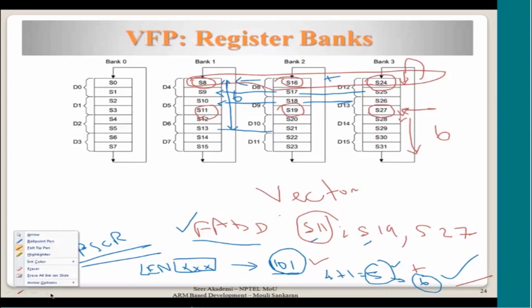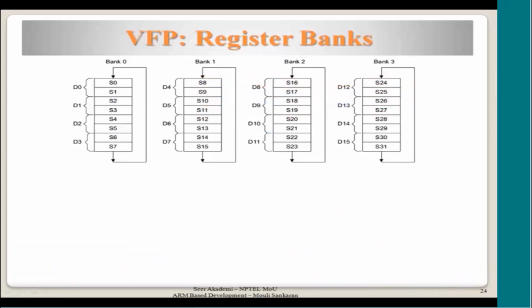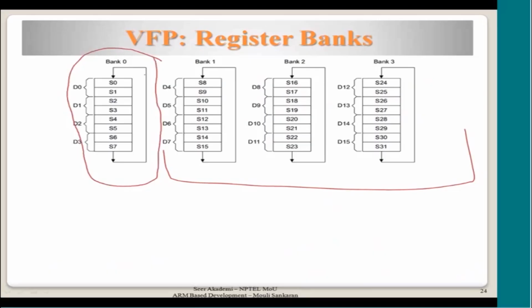Now let me erase this. It is not by chance that I picked only these 3. Remember that no register from this bank can be taken as an operand or a destination for a vector arithmetic. You can do vector arithmetic within these 3 banks, but not from this bank. Now you may wonder what is the use of this. Are we wasting one bank of registers? No, I will give you some examples where we want to do a scalar operation.